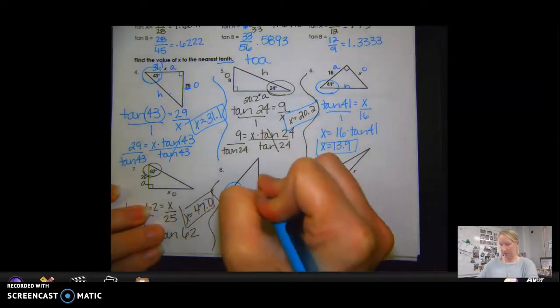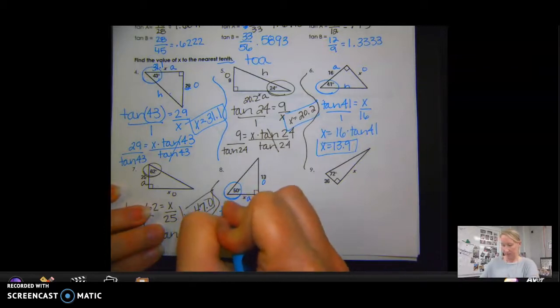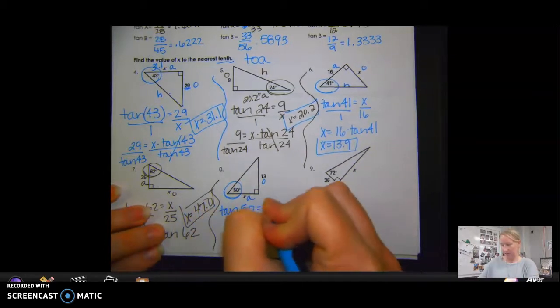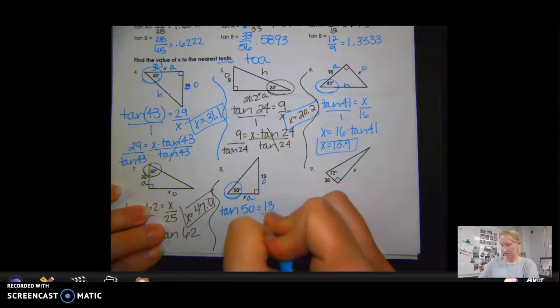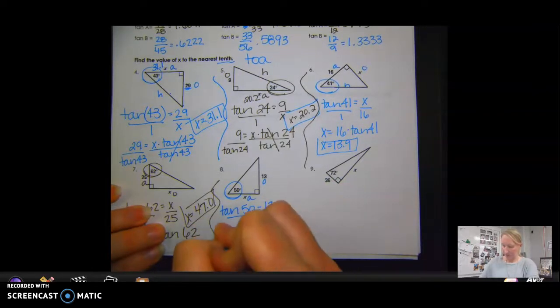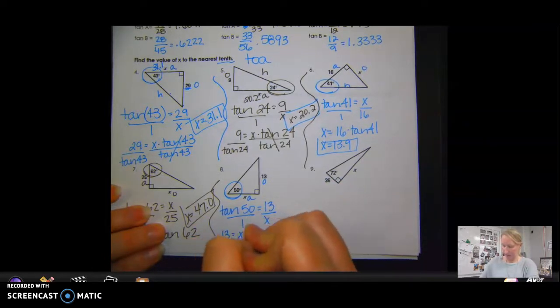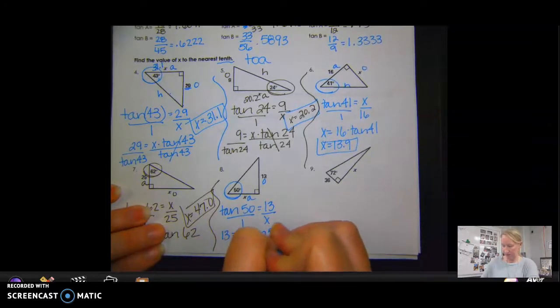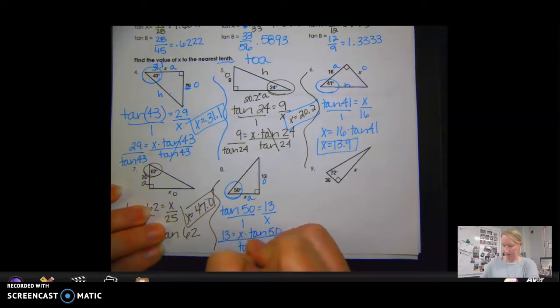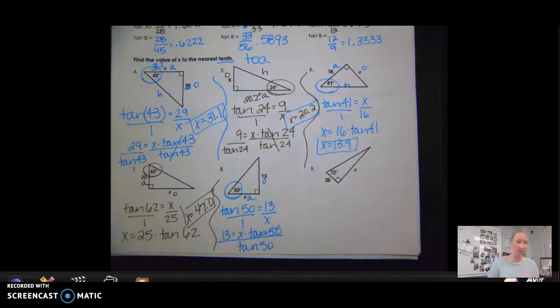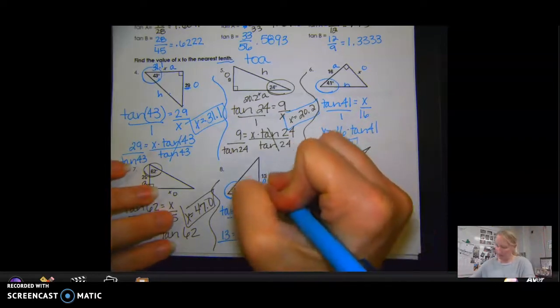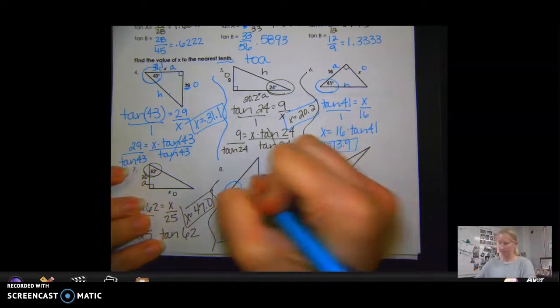All right, next, circle my angle measure. This is adjacent, this is opposite. So tangent of 50 equals opposite over adjacent. Put this over 1. So I get 13 equals x times the tangent of 50. Divide everything by the tangent of 50. It cancels over here, so on my calculator I'm going to do 13 divided by tangent of 50. 10.9. So I get x equals 10.9.